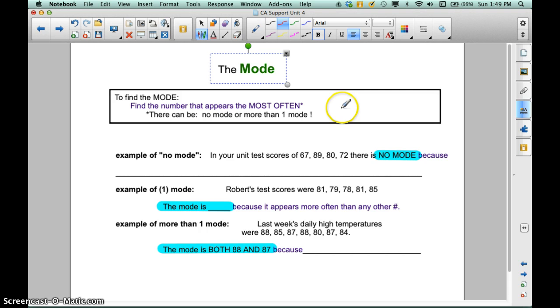The next one is called the mode. To find the mode, you just have to find the number that appears the most often. There can be no mode at all, and there can be more than one mode. So we're going to look at these examples together. If there's no mode, and let's say we use our unit test scores of 67, 89, 80, and 72, there's no mode. Can you tell me why? There's no mode because no number appears more than once.